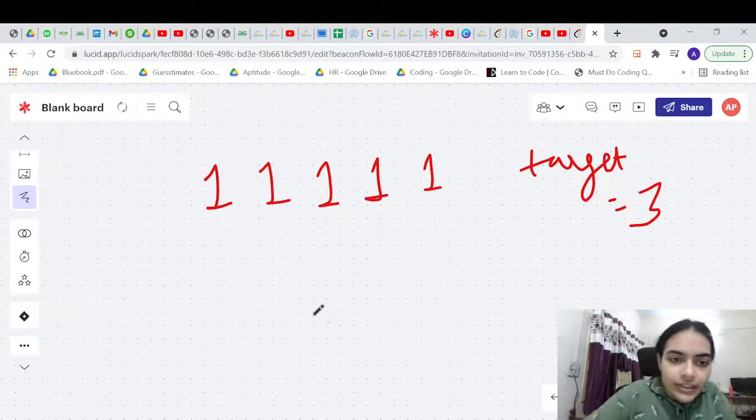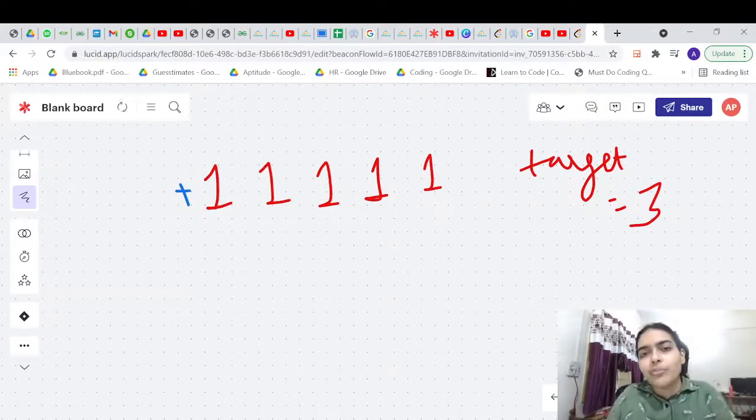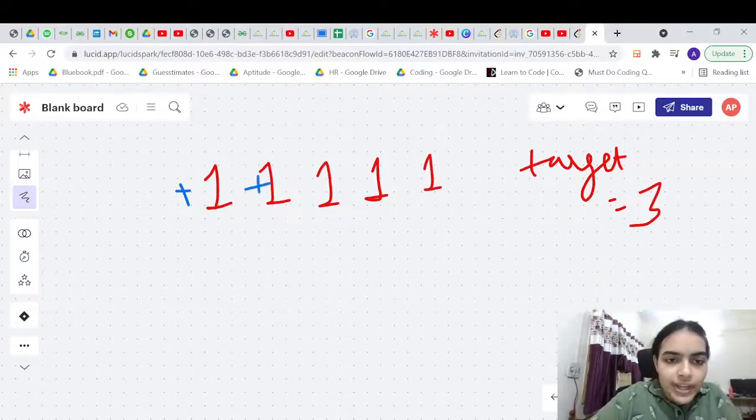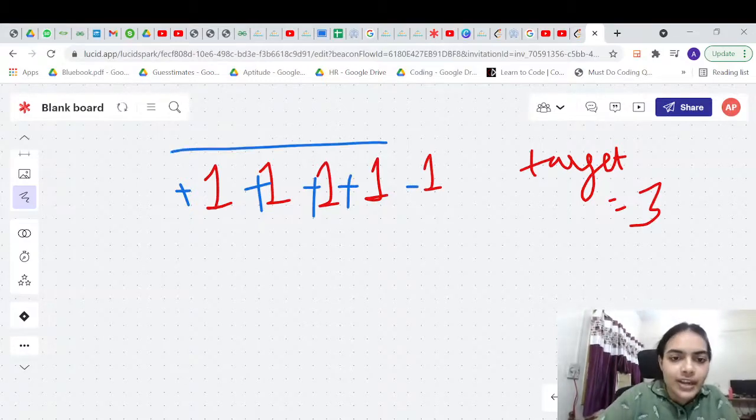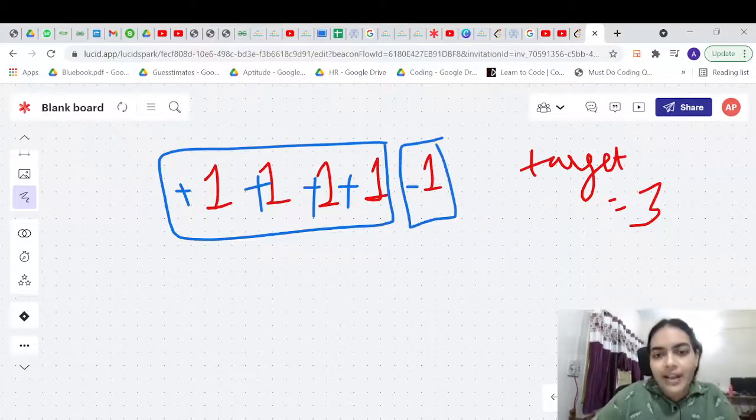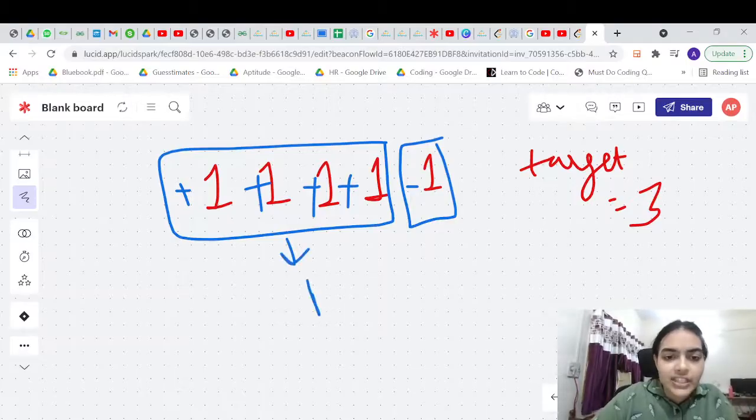In this case, you have to put some plus sign somewhere, right? Suppose I take this as my plus signs and I take, let's say, this as my minus sign. So I have a group with plus sign and a group with minus sign. The sum of this group is 4, the sum of this group is 1.